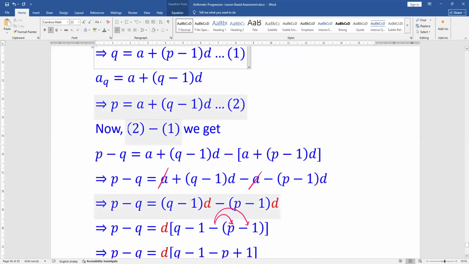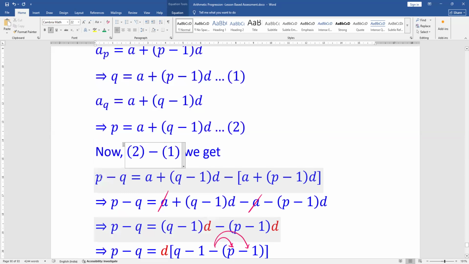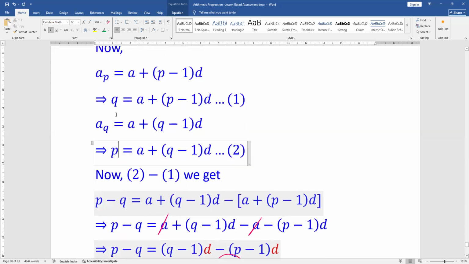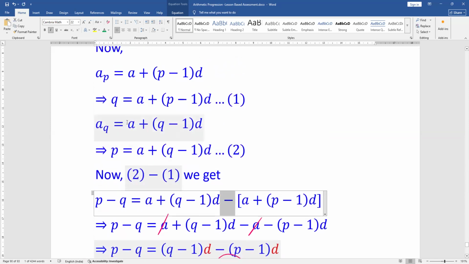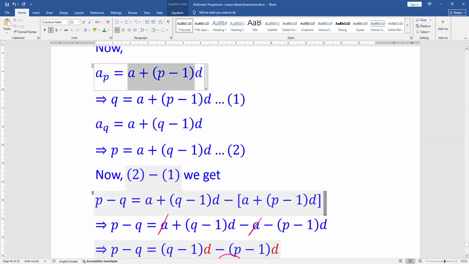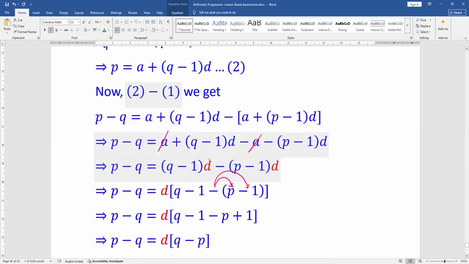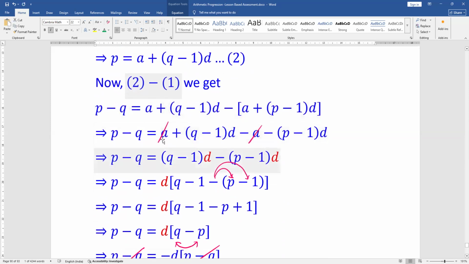Next step, I'm going to do 2 minus 1. So equation 2 minus 1, what do we get? On my left hand side, I get p minus q. And on my right hand side, I get a plus q minus 1 into d, minus bracket open, this whole term, a plus p minus 1 into d. That one you are going to write. Then you open the bracket, wherein a and a get cancelled. You'll be left with q minus 1 into d, and minus of p minus 1 into d.